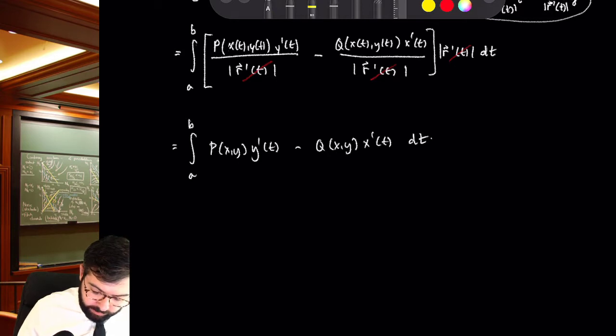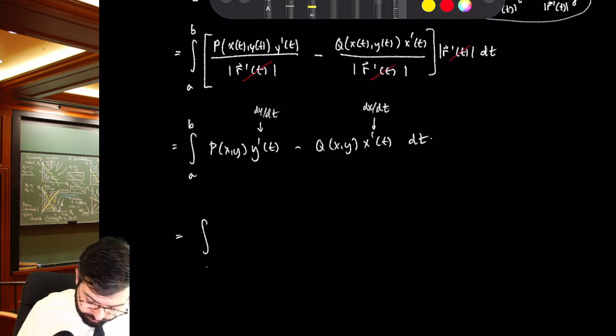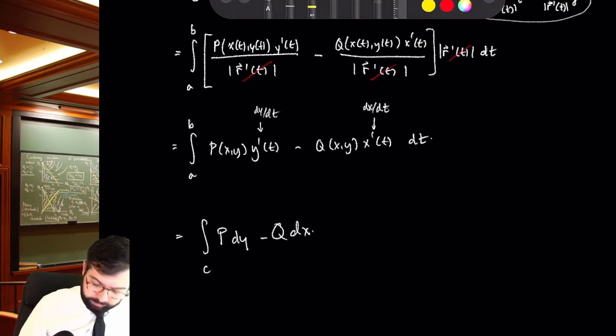And if we move into, we can remove the parameter by calling this dy dt and calling this dx dt. Then we can drop the dt and move into a more compact form, where this is p dy minus q dx. All right, so these dt's will cancel here.